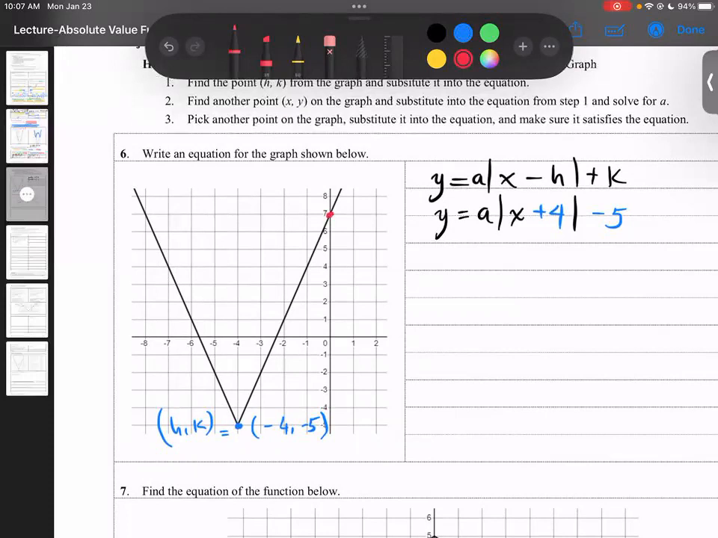You can pick something else. Somebody can pick this point, some other student pick this point. Doesn't matter. I just like to pick something to make my calculation easy. So (0, 7), and then I plug it in, right? 7 is y.